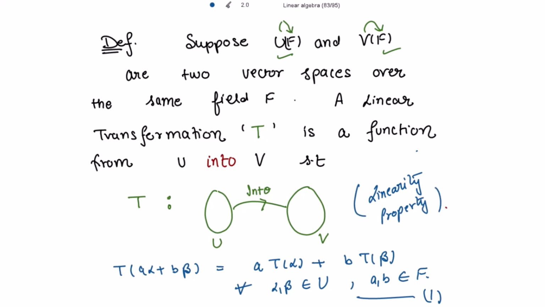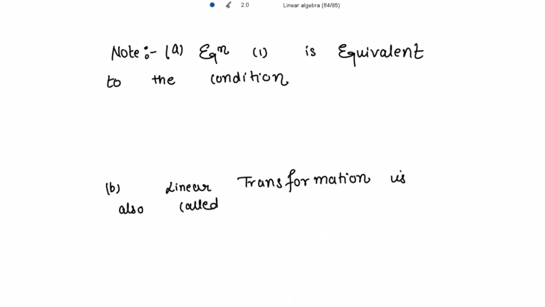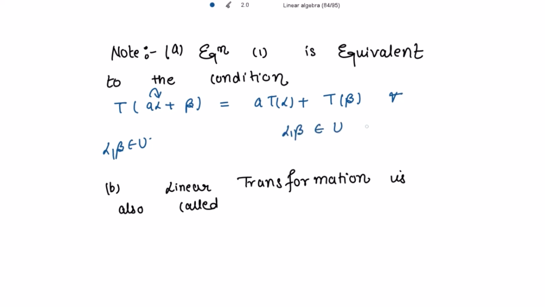Please note that this equation 1 is equivalent to the condition T(aα + β), where I have not multiplied β with the scalar b; I have taken only the scalar a, which is multiplied with α. α, β belong to U. So this is equal to a·T(α) + T(β) for all α, β belonging to U and all scalars a in the field F. Second, a linear transformation is also called a vector space homomorphism. Please remember this.